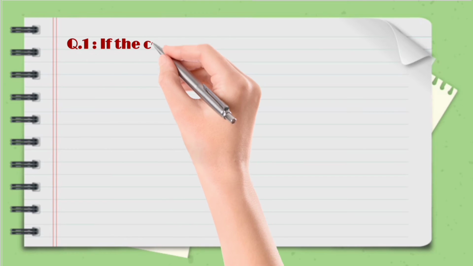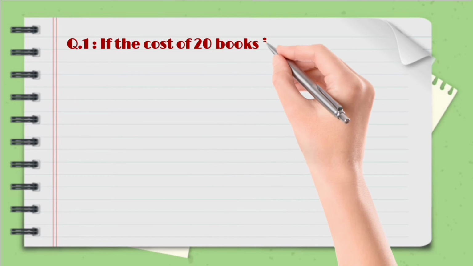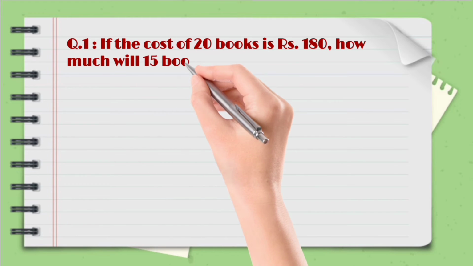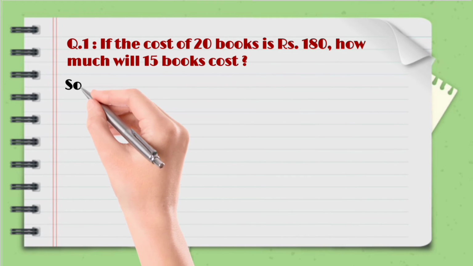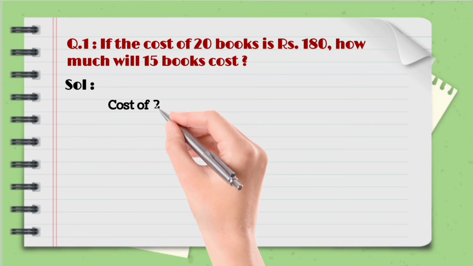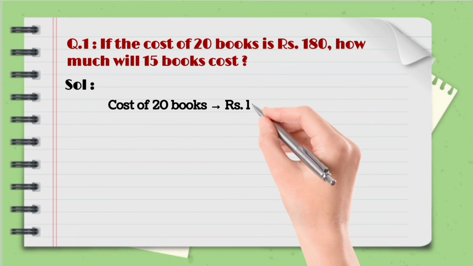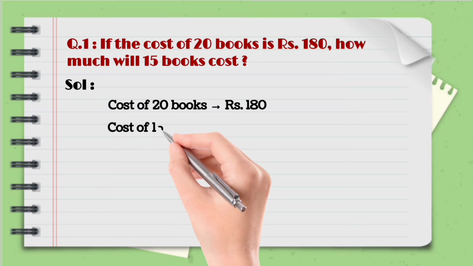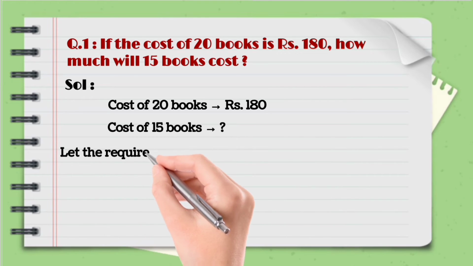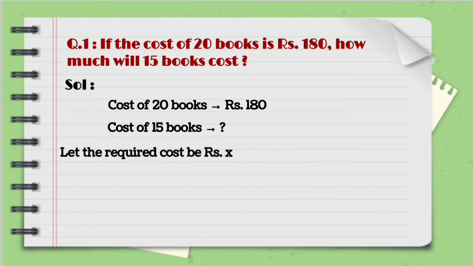So the question is, if the cost of 20 books is rupees 180, how much will 15 books cost? Here, the two quantities vary directly. Look, we are given that the cost of 20 books is 180 rupees. And we have to find the cost of 15 books here. So, let the required cost be rupees X.